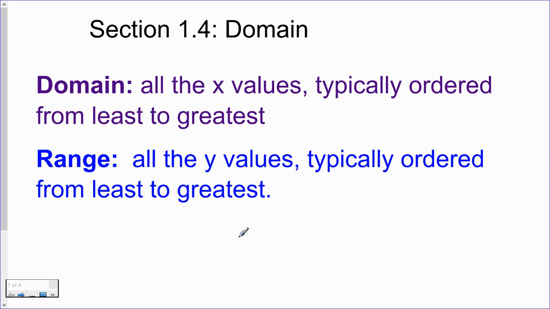We typically order those least to greatest, not repeating. Range, on the other hand, are the y values, typically ordered least to greatest. X values we like to call input values, and range values, the y values, we like to call the output values as well. So we're only really going to talk about domain today, but in future lessons, we're going to talk about domain and range, like the domain and range of a graph and such. But for now, we're just going to find the domains of certain things.